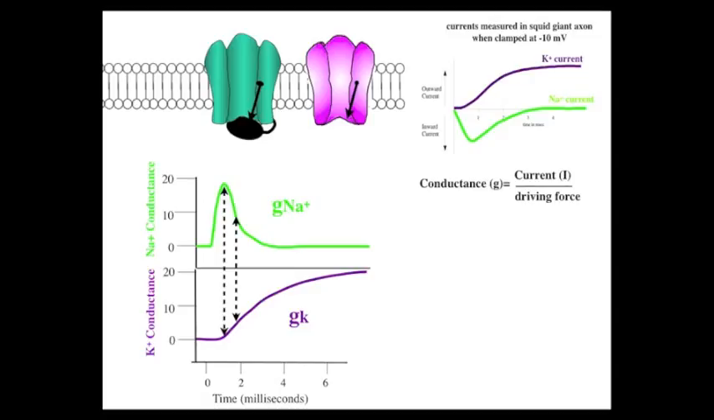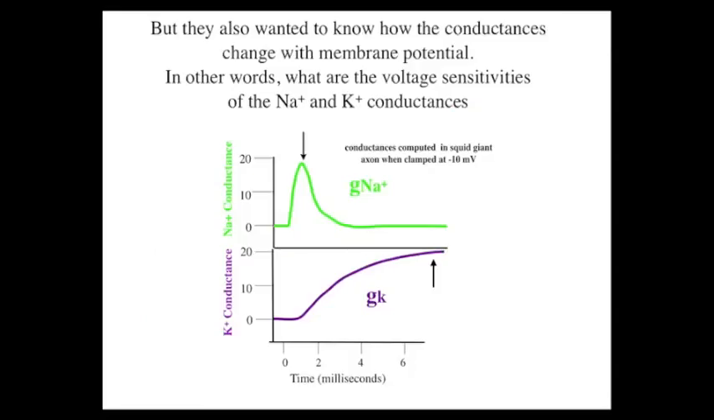It was these kinds of conductance records that provided the insights into the kinetics and the cooperative way in which sodium and potassium channels work. And that cooperative activity is the ionic basis of the action potential. But they also wanted to know how the conductances change with membrane potential. After all, these are voltage-sensitive conductances. In other words, what are the voltage sensitivities of the sodium and potassium conductances?